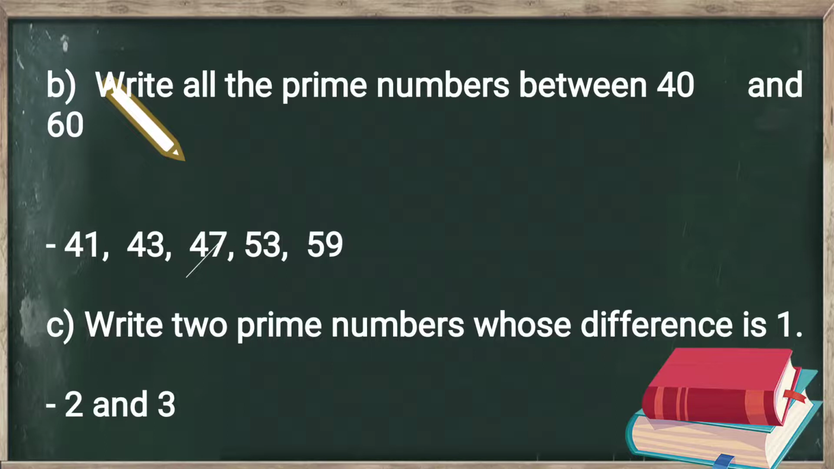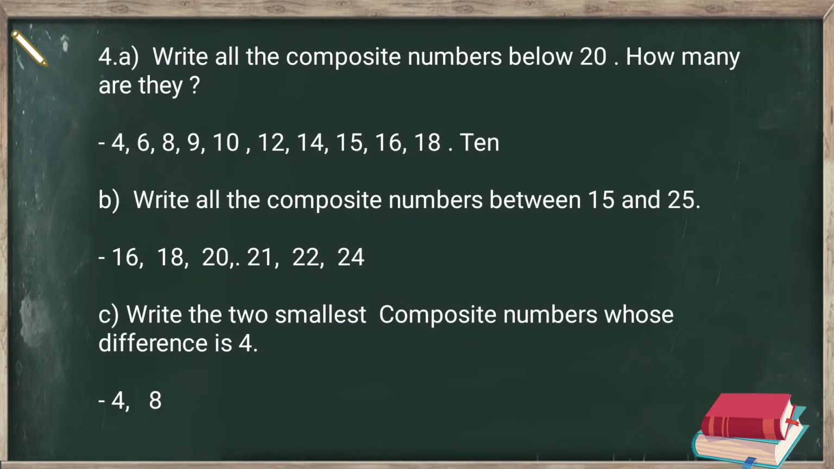C question, we have: write two prime numbers whose difference is 1. Difference means when we subtract the numbers, the answer should come 1. 2 is a prime number, 3 is also a prime number, and when we subtract 2 from 3 the answer we get is 1. So the prime numbers whose difference is 1 are 2 and 3. Question number 4, A part.